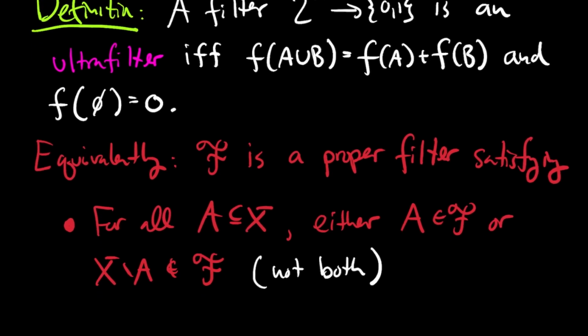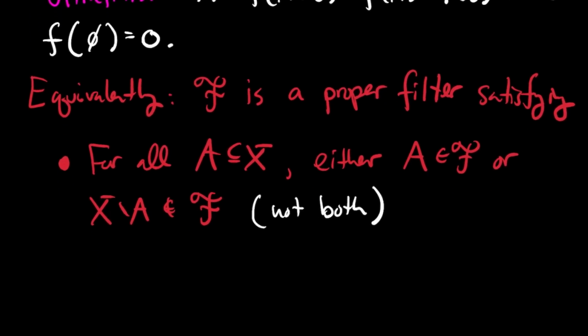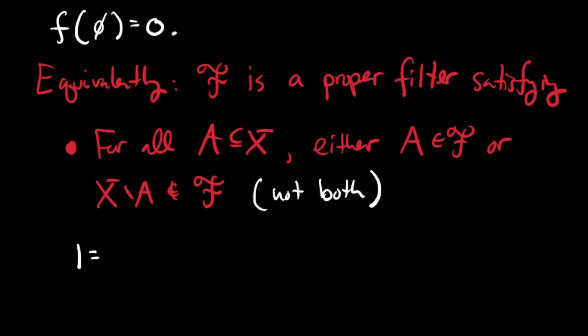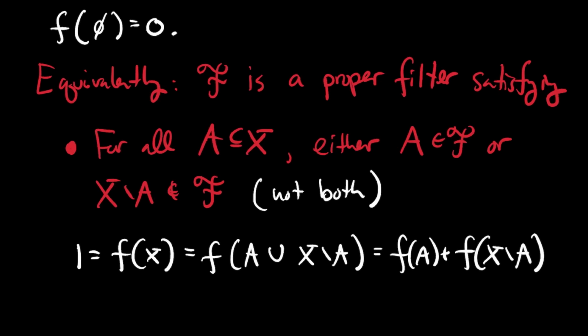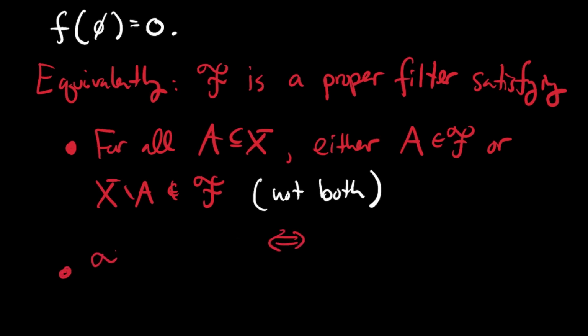So how do you see that the function respecting unions gives you this property? Well, you just say 1 equals f of X, you know that. This whole set X equals A union A complement, which, respecting unions, means that it equals f of A plus f of A complement. So either f of A or f of A complement has to be 1.